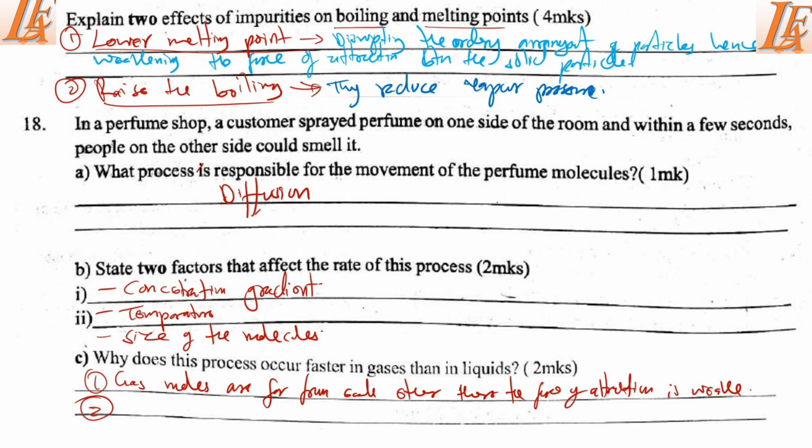Then the second reason is that gases have a higher kinetic energy than liquids. So the two reasons why diffusion takes place faster in gases than in liquids are that in gases, the molecules are very far away from each other, hence the force of attraction is weak, so they can move easily. And another reason is that gases have a greater kinetic energy than liquids.